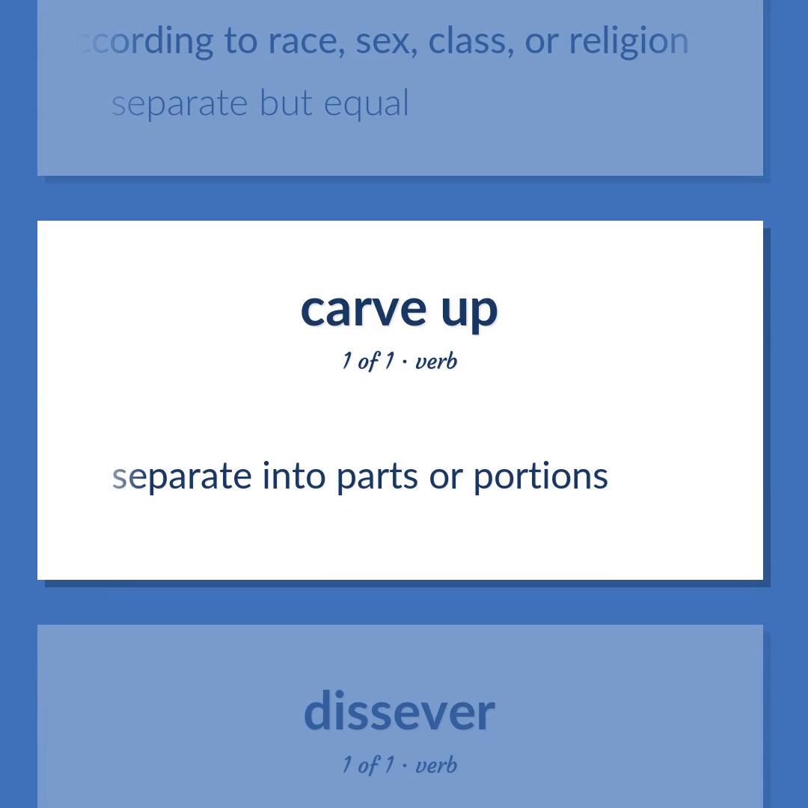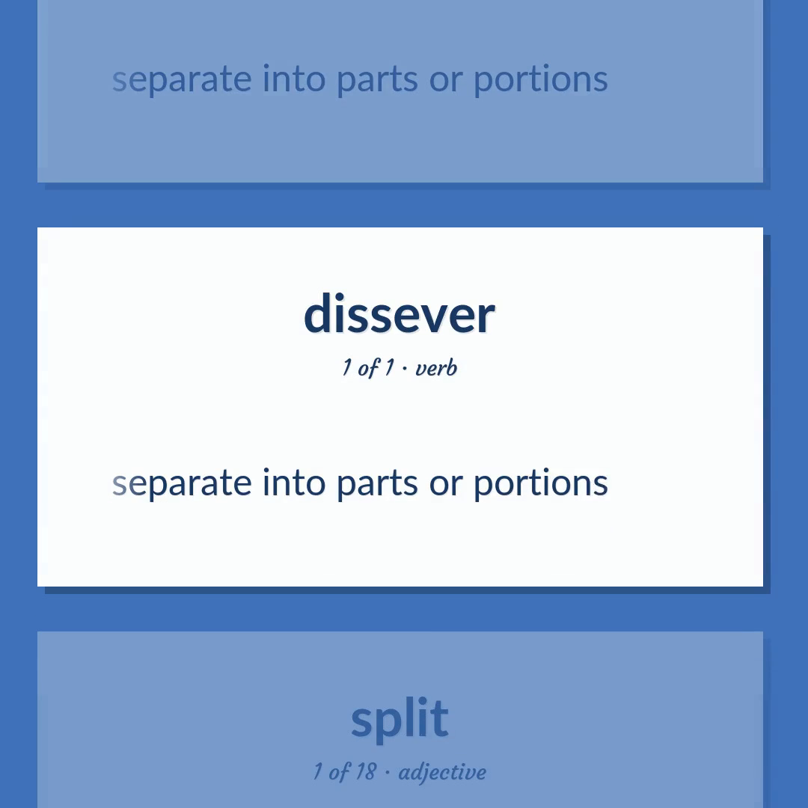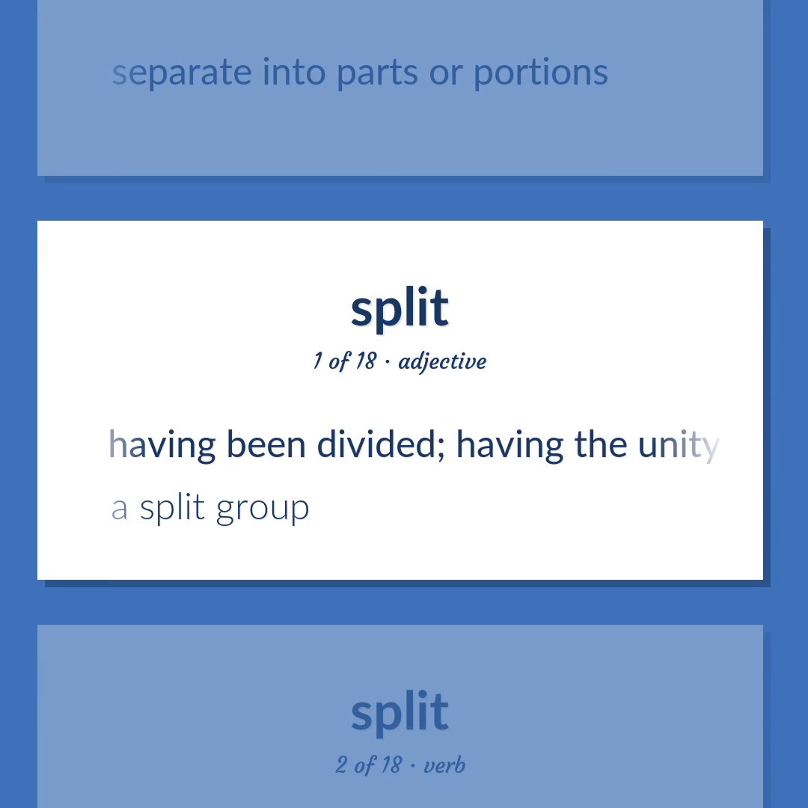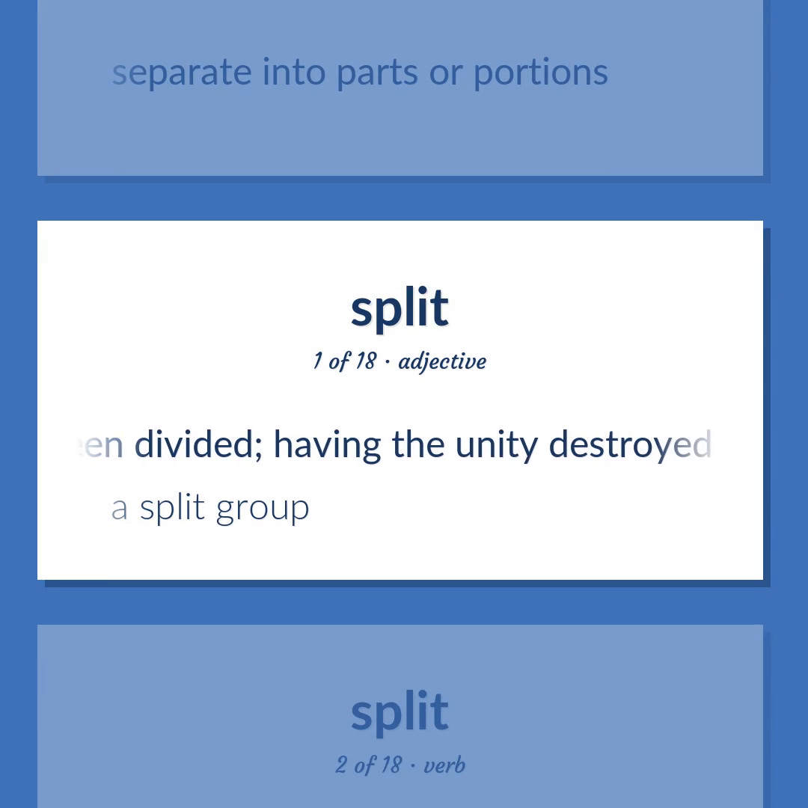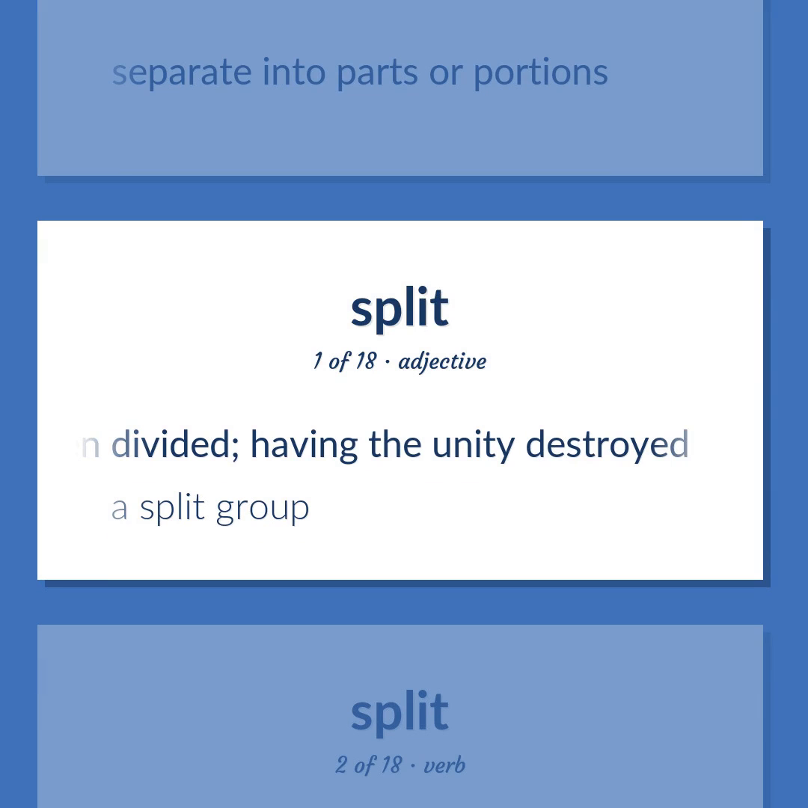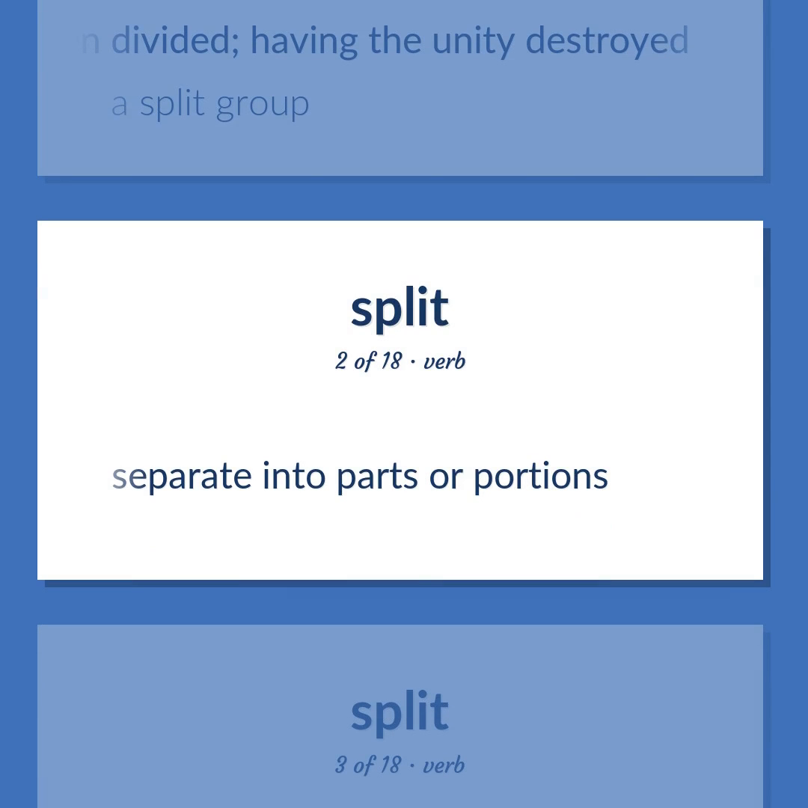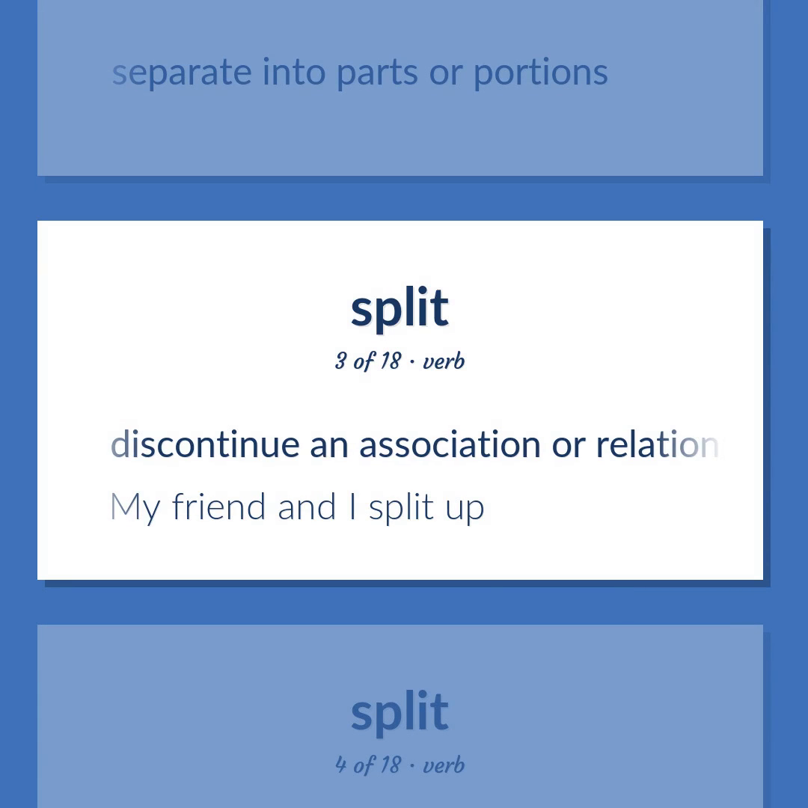Separate into parts or portions. Separate into parts or portions. Having been divided, having the unity destroyed. A split group. Separate into parts or portions. Discontinue an association or relation. Go different ways. My friend and I split up.